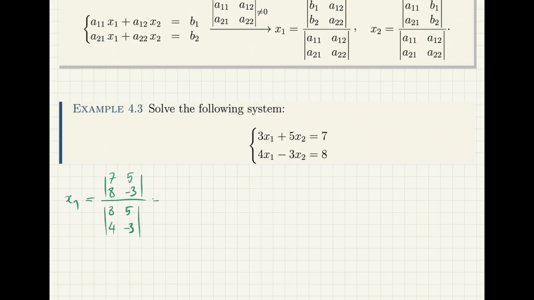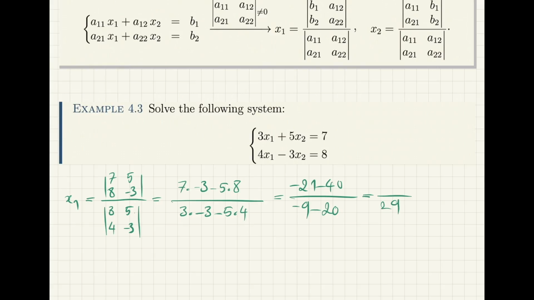Okay? So what happens? I need to calculate this determinant. I told you what is the definition. I need to multiply these two numbers, I need to multiply these two numbers and subtract them. And the same for the denominator. So it becomes 7 times minus 3 minus 5 times 8. And the same for the denominator. Yes, so the numerator becomes minus 21 minus 40, and then I have minus 9 minus 20, so it is minus 29, and then I have 61, and the minus signs are cancelled, so I cancel the minus signs. So it means that x1 is actually 61 over 29.